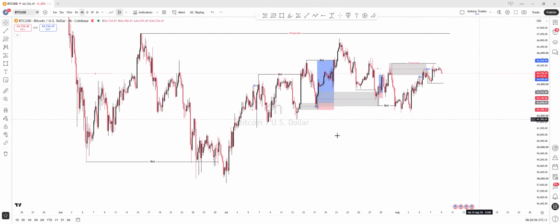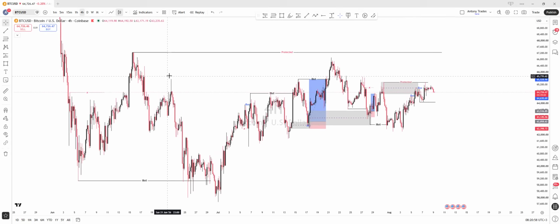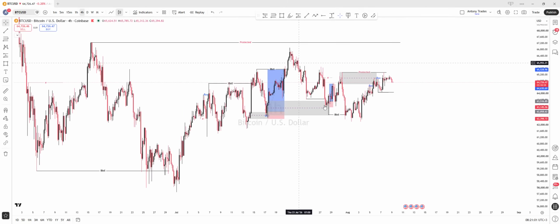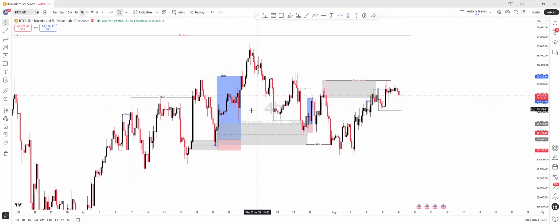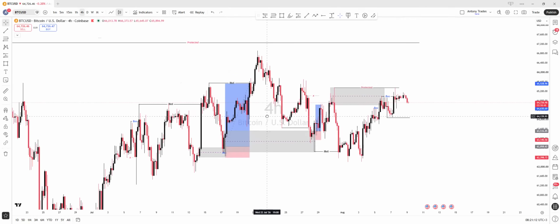Okay, we never closed above that area. We swept some liquidity above here and tried to give us a selling opportunity. But at this point in time, the DXY BTC never gave us that change of character.